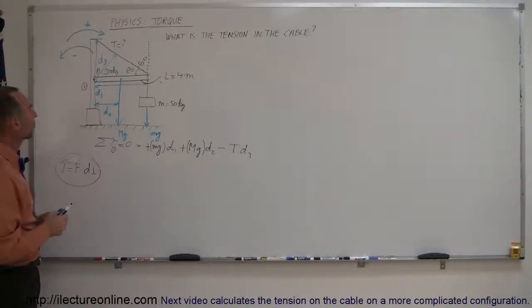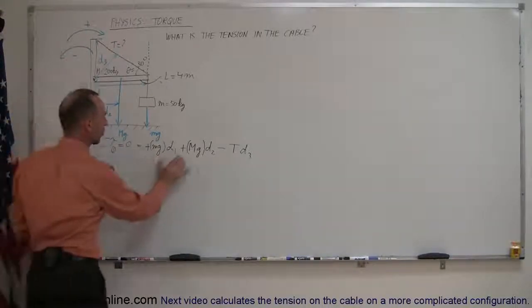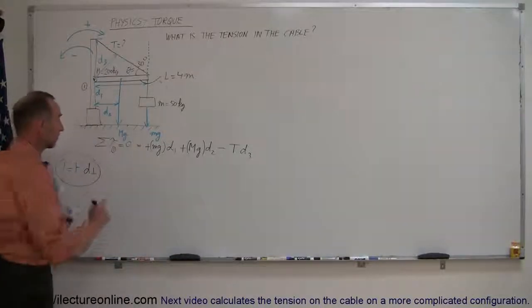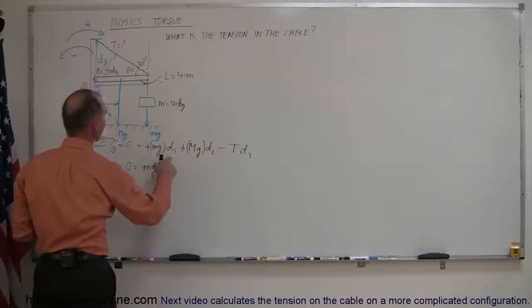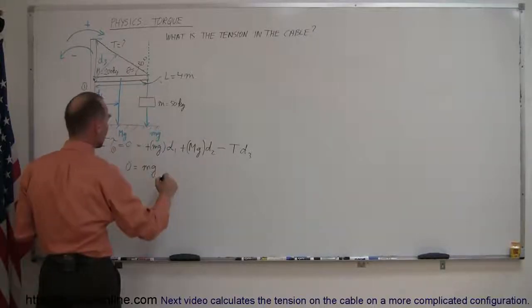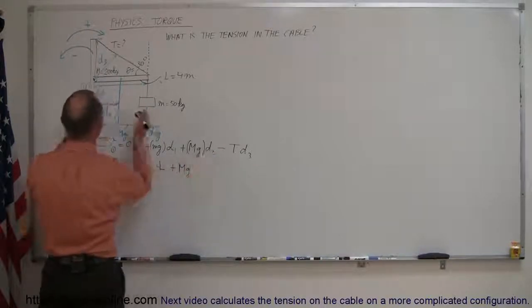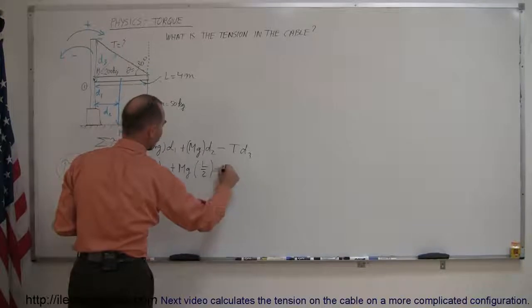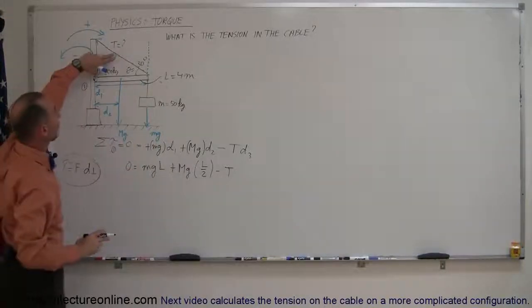So, what is the tension on that string? Well, here's our equation. It's set equal to 0, so let's plug in what d1, d2, and d3 are equal to in this particular case. So 0 is equal to little mg times d1, and d1 is equal to the length of the beam, L, plus big mg times d2, which is half the length of the beam, L over 2. And then minus the tension times d3. Now what is d3 equal to? It's this distance right here.